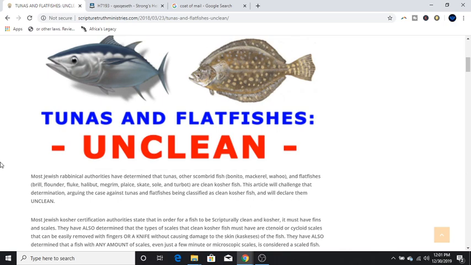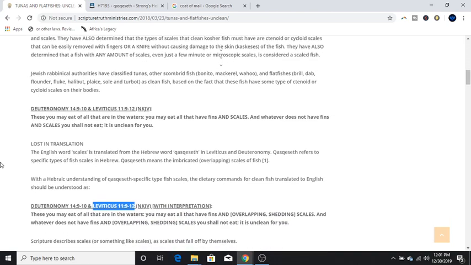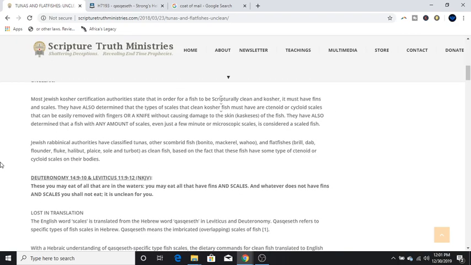So tunas and flatfish is unclean. Most Jewish rabbinical authorities have determined that tunas, other scombrid fish, bonito, mackerel, wahoo, and flatfishes, brill, flounder, fluke, halibut, plaice, skate, sole, and turbot are clean kosher fish. This article will challenge that determination, arguing the case against tunas and flatfishes being considered as clean kosher fish, and will declare them unclean.